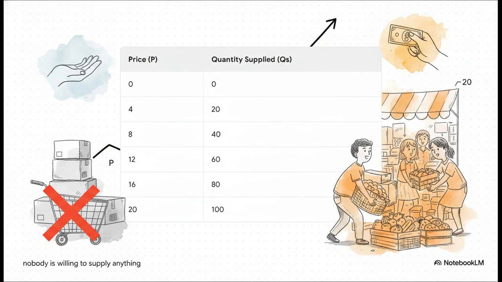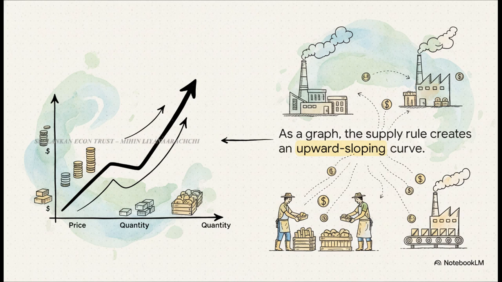But watch what happens as that price starts to climb. At $12, they're putting 60 units on the table. At $20, they are ready to flood the market with 100. And when you graph that schedule, you get the supply curve. It's almost a perfect mirror image of the demand curve, isn't it?